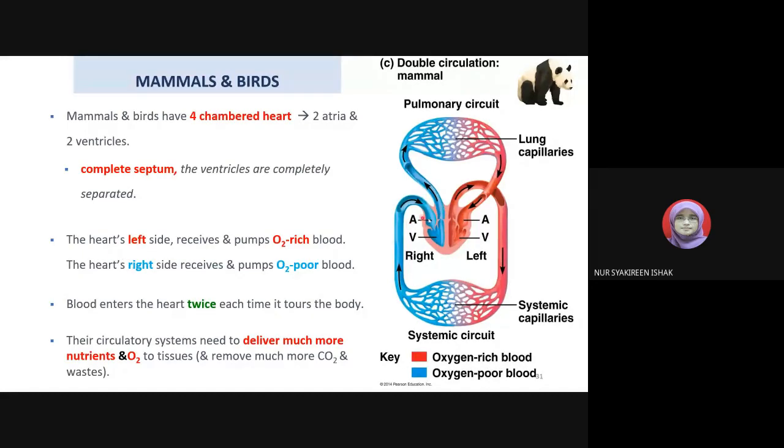So the left side of the heart here pumps oxygen-rich blood. Usually in diagrams, the red color indicates oxygen-rich blood, and the blue side here is oxygen-poor blood. So the left side is always related to oxygen-rich blood, and the right side here is oxygen-poor blood. Blood enters the heart twice each time it tours the body. So the circulatory system needs to deliver much more nutrients and oxygen to tissue and remove more carbon dioxide and wastes. So this is for mammals and birds.